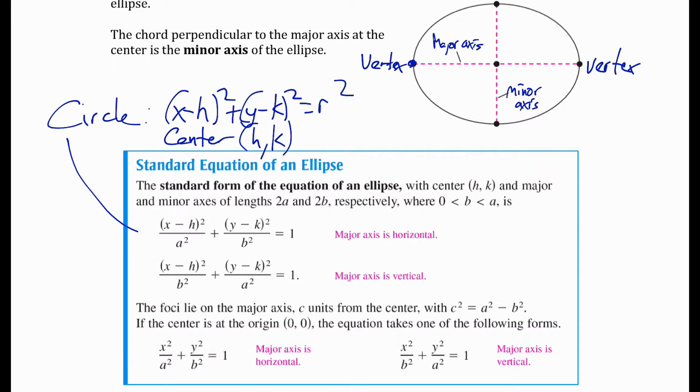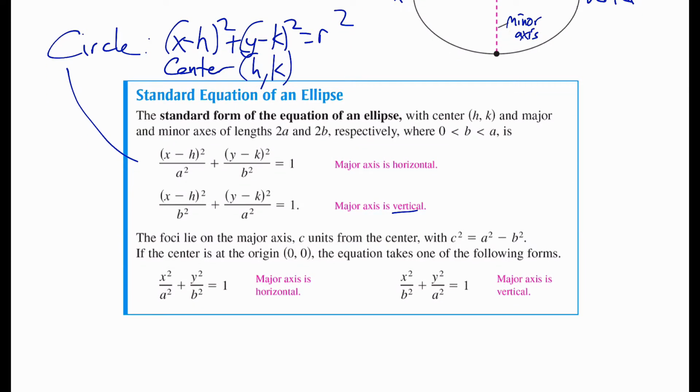Now for a vertical major axis, that would be a taller, skinnier ellipse. It's still (x minus h) squared over b squared plus (y minus k) squared over a squared. So really the denominators are the parts that are changing. And that's for a vertical major axis. Now the foci lie on the major axis, and they are c units from the center, with c squared equal to a squared minus b squared. It's similar to how we write the Pythagorean theorem, but that would be a squared plus b squared. This one's a squared minus b squared.